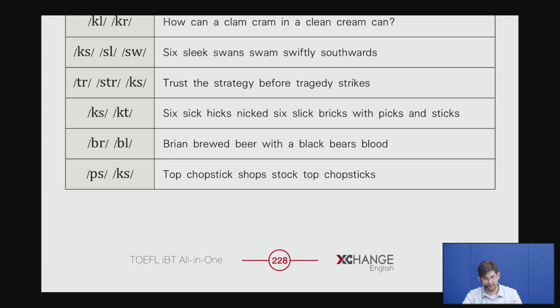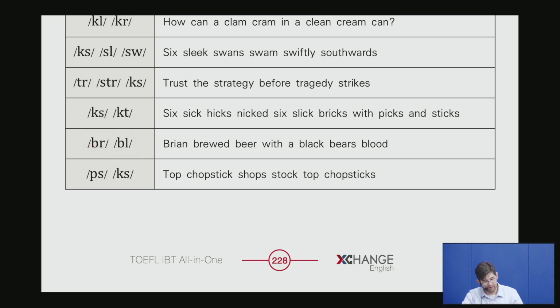And our last three, here we go. Six sick hicks nicked six slick bricks with picks and sticks. Lots of strong sounds. You hear me saying big, strong sounds. Let's do that one more time. Six sick hicks nicked six slick bricks with picks and sticks. So you can hear those K's at the very end. Big, strong K, CK sounds at the end of everything.